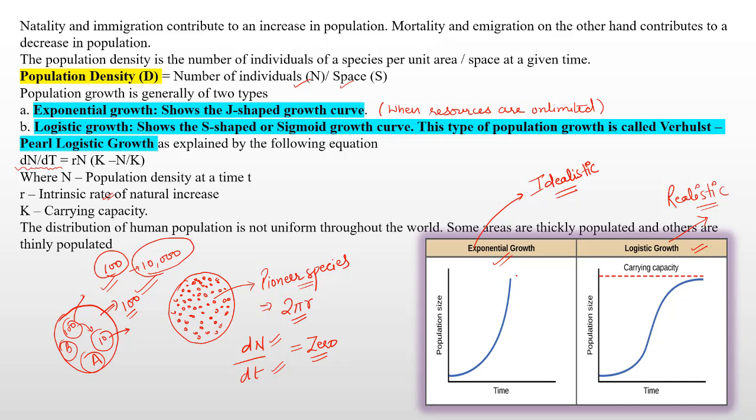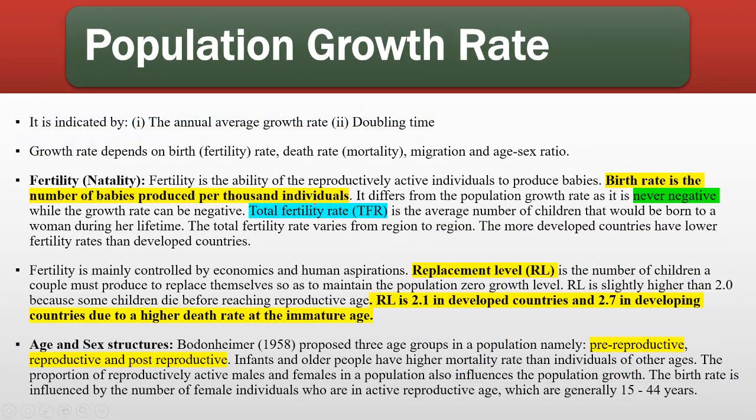Understood? Okay. Now coming to the next, that is today's topic, the population growth rate. Population growth rate is basically indicated by two main terminologies. First is the annual average growth rate and the second is doubling time. Annual average growth rate is the number of individuals taking birth, or growth taking place at an average scale annually, meaning per annum, per year. And doubling time is the time required to double that number.